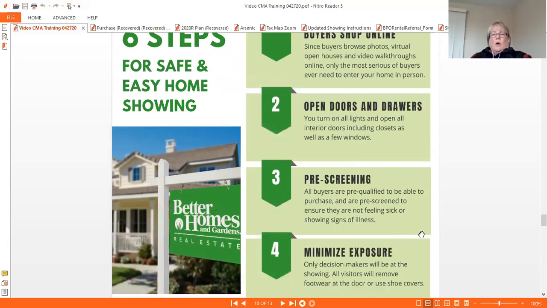And then as you're doing that, we're also talking to the buyers to ensure that we've pre-screened them. We want to make sure that they're pre-qualified with a lender, and we want to make sure that we're asking some questions. Again, these are very specific to the times we find ourselves in: that they're not feeling sick or showing any signs of illness. We're not taking any chances.